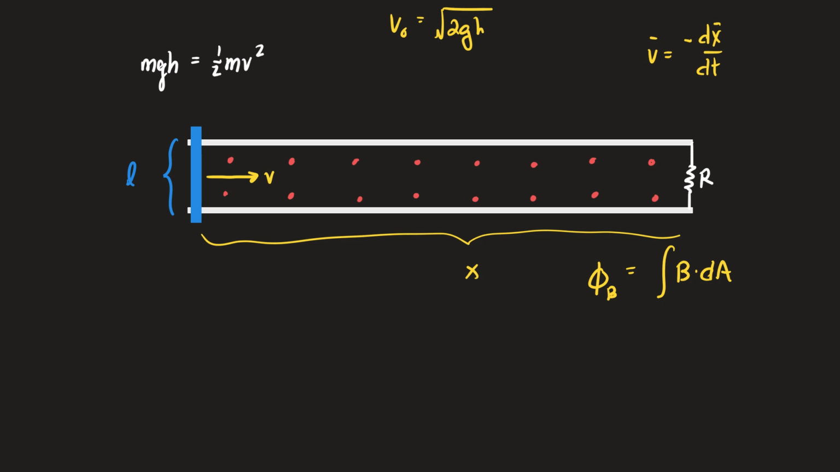And then ask yourself, is there any dependence on the direction of the area and the direction of the magnetic field? In this situation, the answer is no, there's no dependence there. We know that the area and the magnetic field are perfectly aligned. So you should be able to drop down in one line and say BXL as your flux.